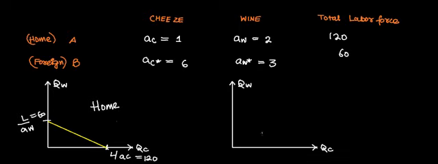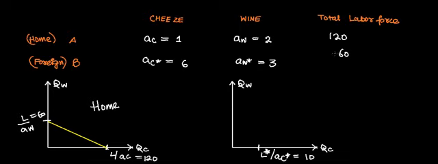For the foreign country, there are just 60 units of labor force available to you, or 60 hours of labor. If 6 hours of labor can produce one unit of cheese, then the maximum amount of cheese which will be produced is 10. So it is L star upon a_LC star, which is 60 upon 6, which is equal to 10.